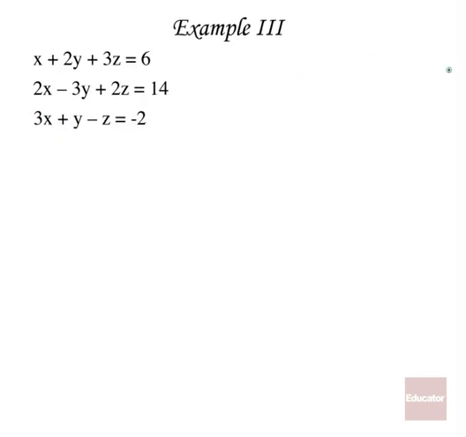Example 3. Okay, now we've got 3 equations and 3 unknowns, x, y, z. Well, we deal with these 2 equations at a time. So let's go ahead. We see an x here and a 2, a 3. So I'm going to go ahead and just deal with the first 2 equations, and I'm going to eliminate the x. So I'm going to multiply by a negative 2 here.